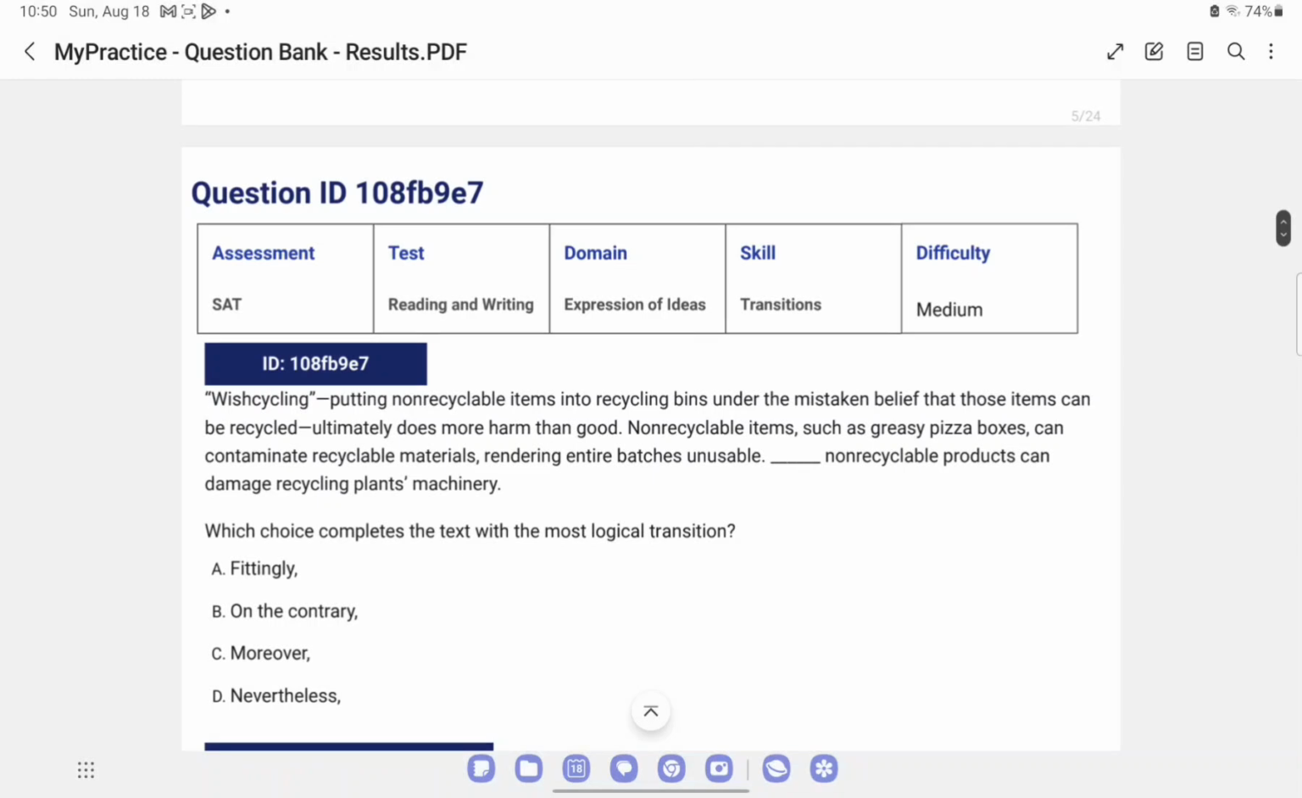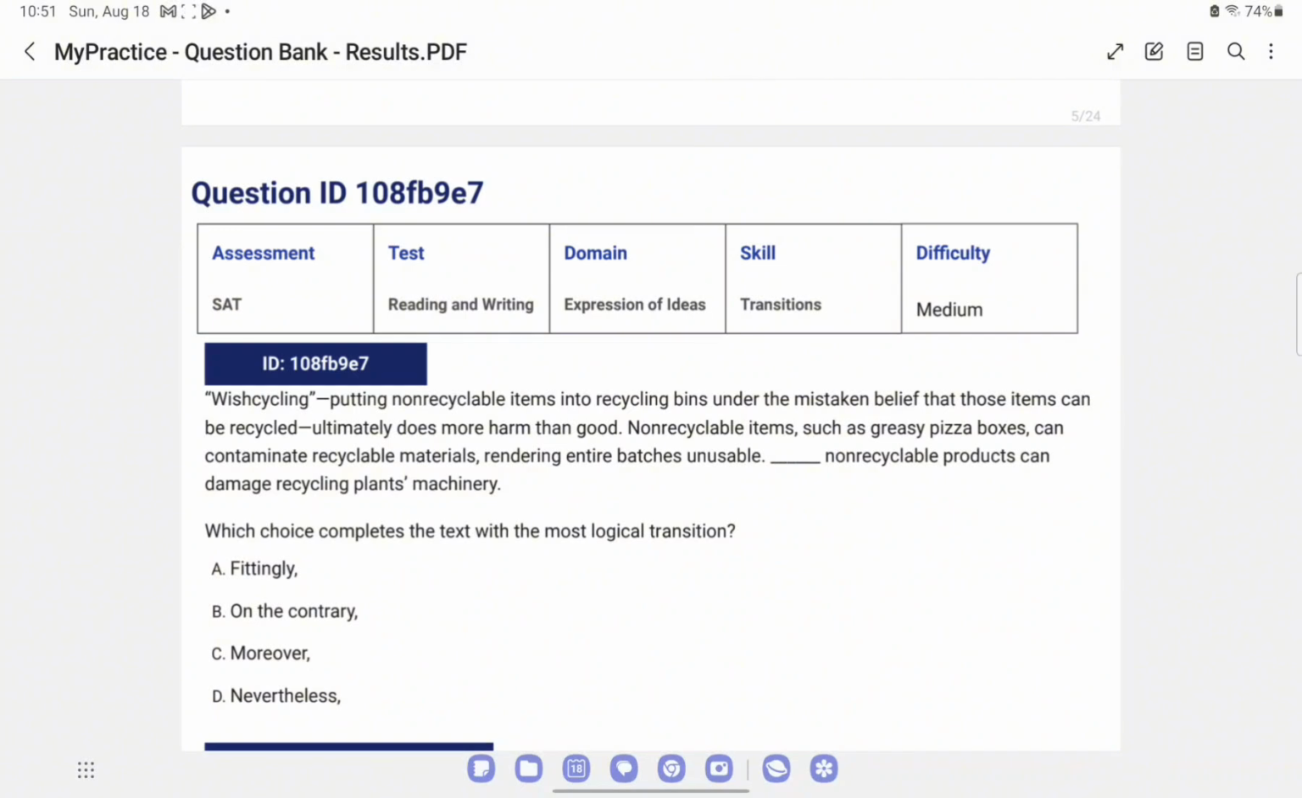Next one, wish cycling, putting non-recyclable items into recycling bins under the mistaken belief that those items can be recycled ultimately does more harm than good. Non-recyclable items such as greasy pizza boxes can contaminate recyclable materials, rendering entire batches unusable. Blank non-recyclable products can damage recycling plants' machinery. I think it's moreover.